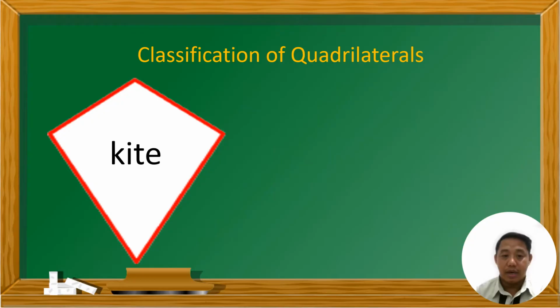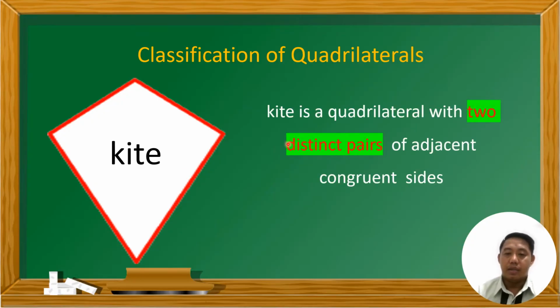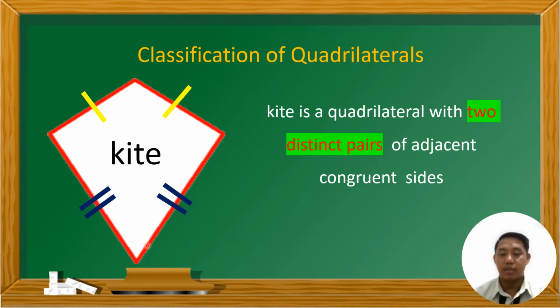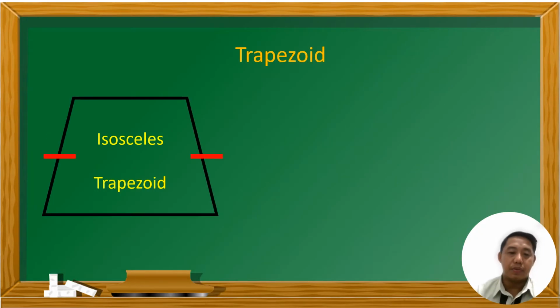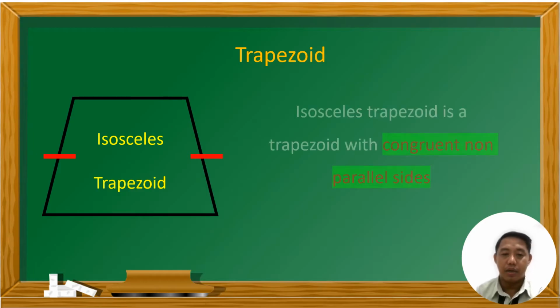Next, we have kite. A kite is a quadrilateral with two distinct pairs of adjacent sides, magkaiba ito. Itong pairs na to, and ito, pairs na yan, magkaiba yung measurement nila. Okay, these two pairs of sides, they are congruent. Congruent means they are equal in measurement. No? So these two sides, equal din yan sila. Yun yung kite.